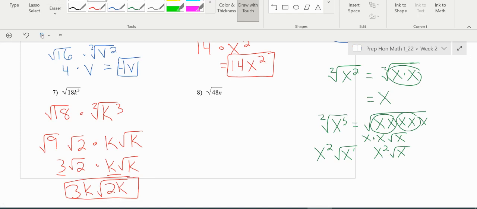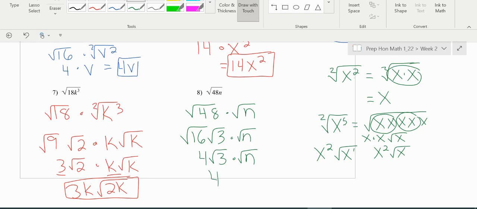And then for our last problem, same thing. So I have the square root of 48 times the square root of n. Our largest perfect square that goes into 48, even though 4 works, it's actually 16. And then the square root of n. And so now when we put it together, we get 4 root 3n.